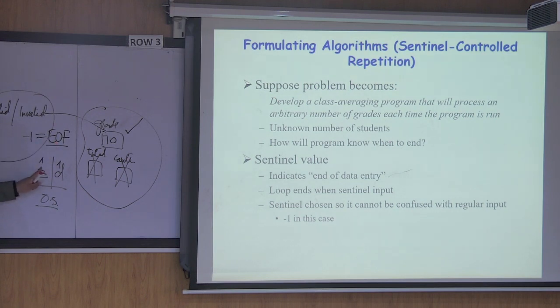And that character is Control D. It's a control symbol, the control key on your keyboard. Control D or Control Z depends upon the operating system. Whenever you press this combination, it indicates the end of data entry.